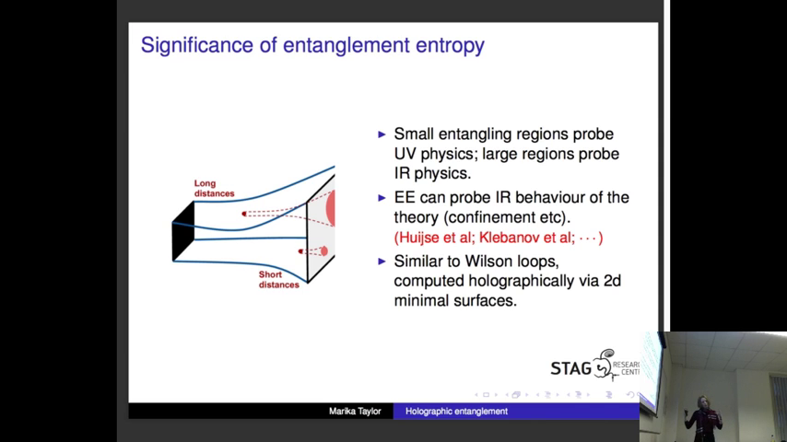Much larger regions are very sensitive to what happens at large scales, infrared physics in the quantum field theory, and they're much more sensitive to what happens in the deep interior of the space-time. So if you're interested in what the infrared behavior of a quantum field theory is, entanglement entropy is a pretty good measure of that behavior.